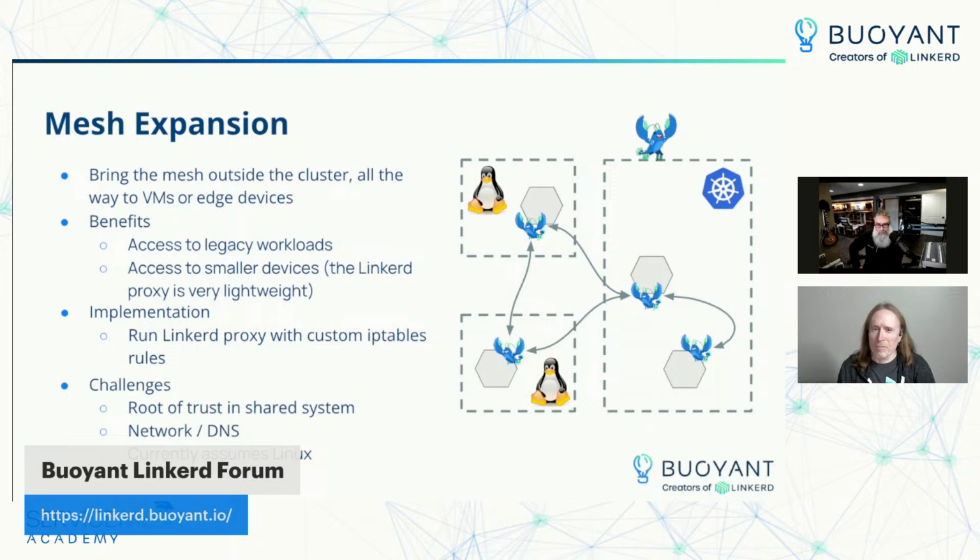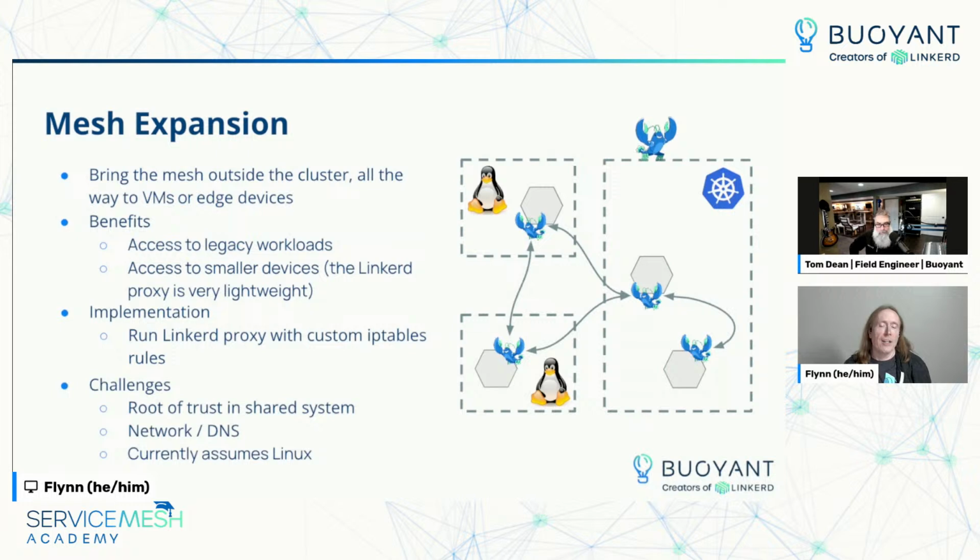Mesh expansion, in addition to having some kind of cool things with what you can do, given that the implementation is basically that we're still running the Linkerd proxy on the Linux system and still tweaking IP tables, you get some interesting challenges, the biggest of which have to do with trust across this whole thing. There are some interesting things with the network and with DNS. And right now it currently assumes that you're running your workloads on Linux. So we will be showing that today.